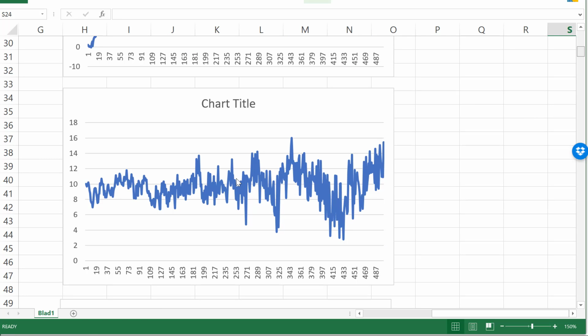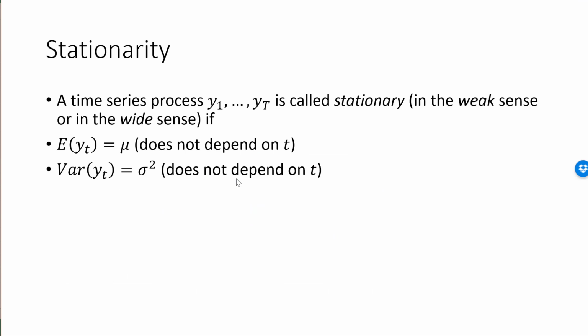Here is an example of a time series which is not stationary because the variance increases over time. In this case, the first condition, that the expected value is constant, is actually satisfied. The expected value is 10, but you can see that as we move along, there is not much variation in the beginning, but as time goes on, the variation in the data gets bigger and bigger. So this is not a stationary time series.